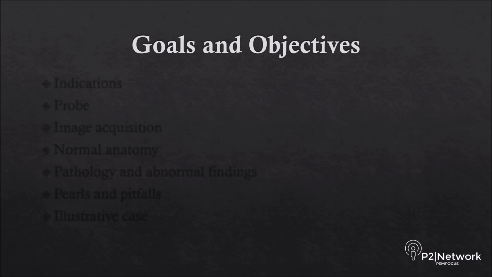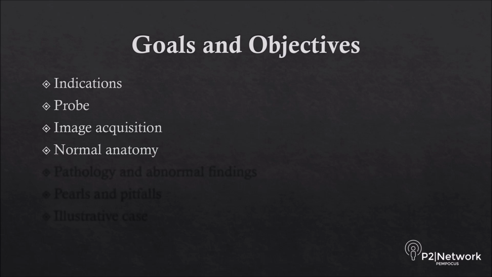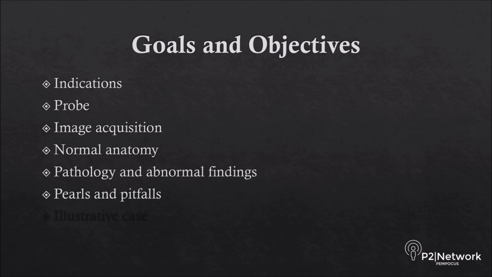In this talk, we will go over the following for POCUS in regards to shoulder dislocation: the indications, which probe to use, image acquisition, normal shoulder anatomy as seen on ultrasound images, pathology and abnormal findings, pearls and pitfalls, and an illustrative case.